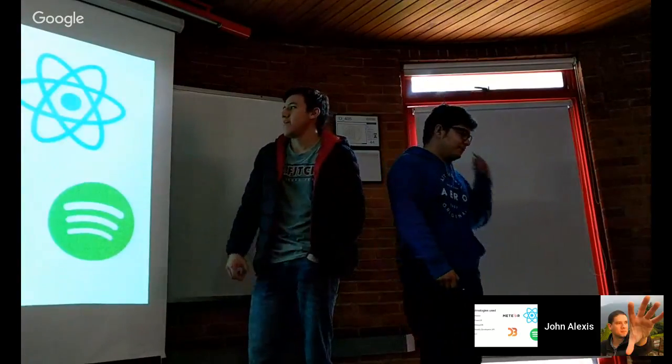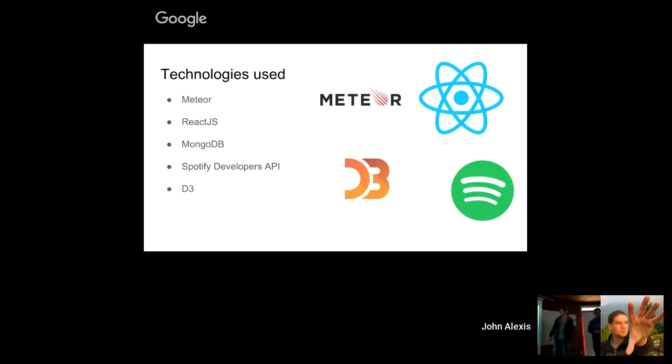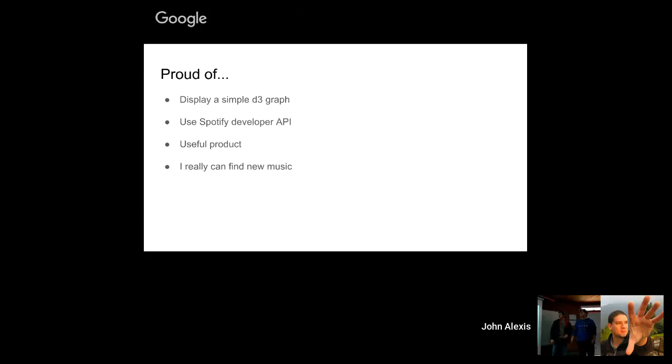So we used Meteor, React, Mongo, the Spotify API, and D3. We use D3 for the graph and for some features of the page, like the ratings. When you rate a song, it shows a color. Also, the song lists were displayed with D3, so you can click on them. Some functionalities are done with D3. What we're proud of is a simple D3 graph, really nice.